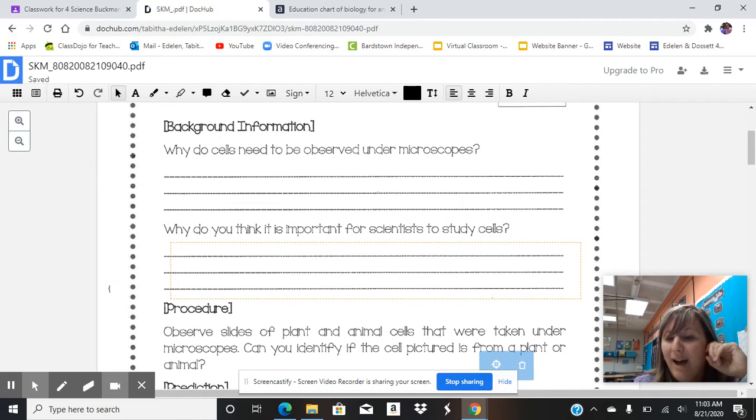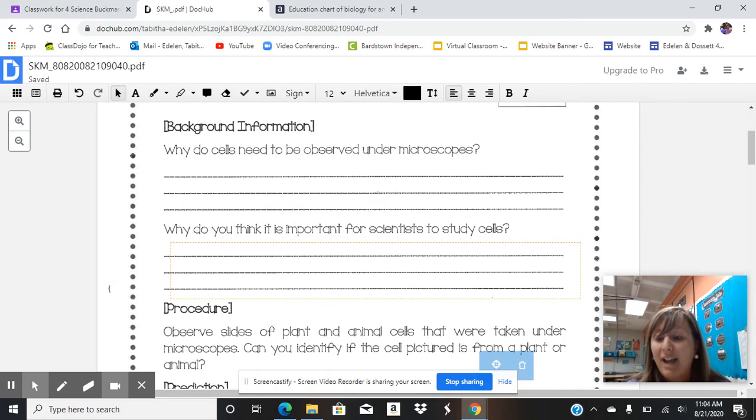Now let's talk about why do you think it's important for scientists to study cells? So if you think of a scientist and they study cells, we call those cell biologists who study the cells. And if you think about the cell membrane in a plant animal cell, they let all the good stuff in and try to keep the bad stuff away. So, why would scientists need to study that for us and for animals and for plants? Well, if you think about it, if you get sick, that has to do with your cells.